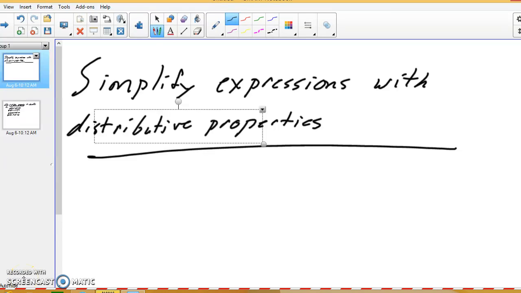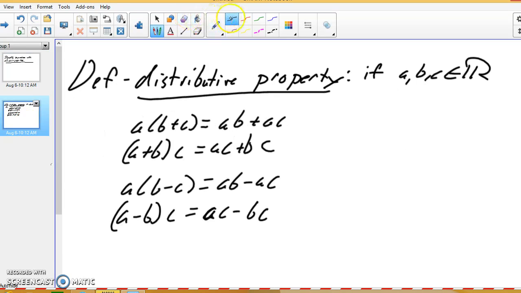In this lesson, we're going to learn how to simplify expressions with the distributive property. So, what is the distributive property? Well, if A, B, and C are elements of the real numbers, that is, integers, rationals, or irrational numbers, then A multiplied by B plus C is equal to AB plus AC.